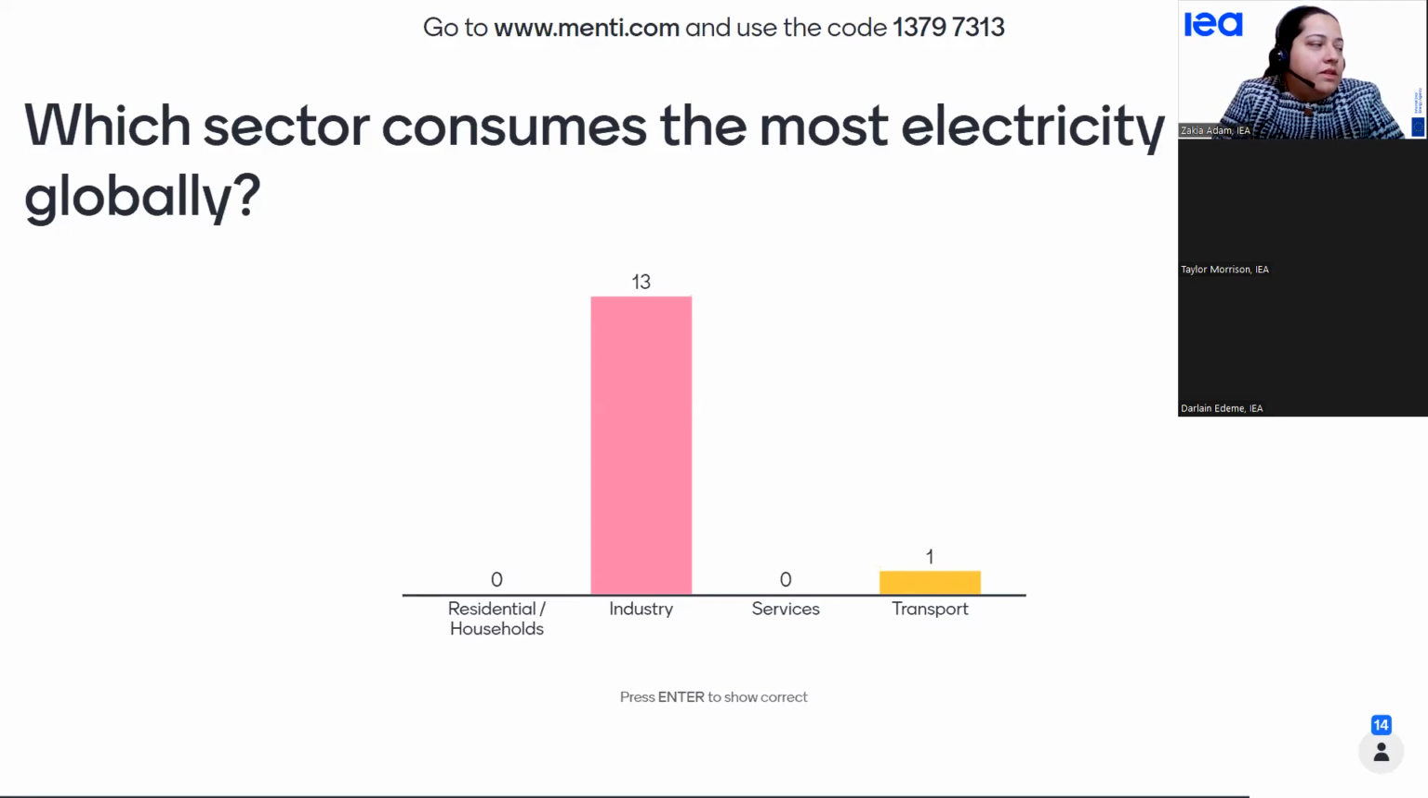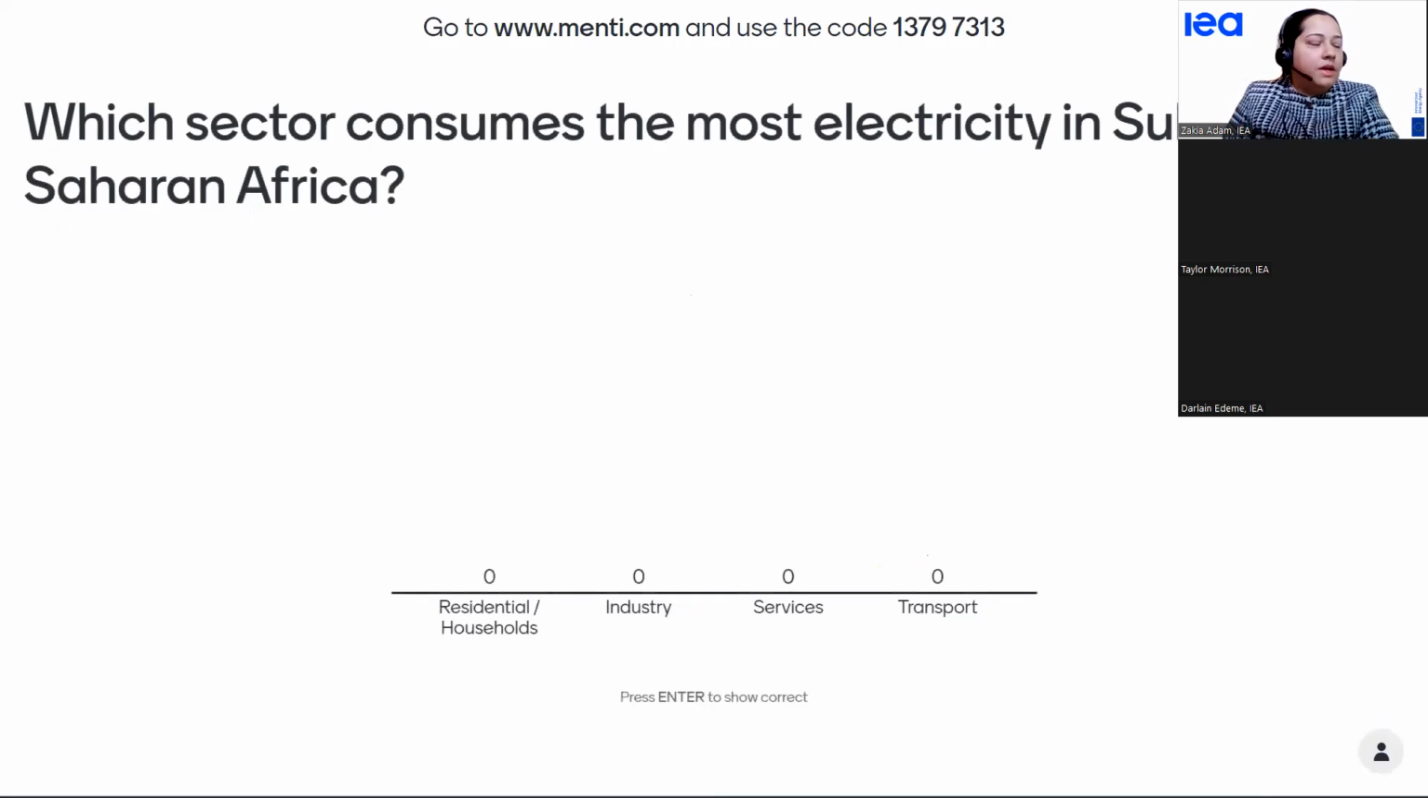So the majority of you think it's the industry sector. And let's look at the right answer. The right answer is indeed industry, and then it's followed by transport globally. Now, let's think about Sub-Saharan Africa. In Sub-Saharan Africa, which sector consumes the most electricity? Do you think it's the same as world, or is it different?